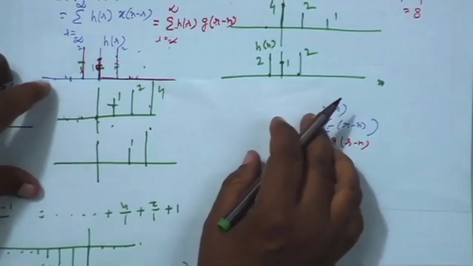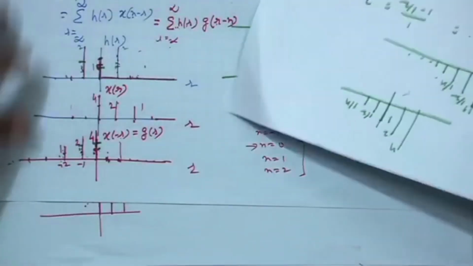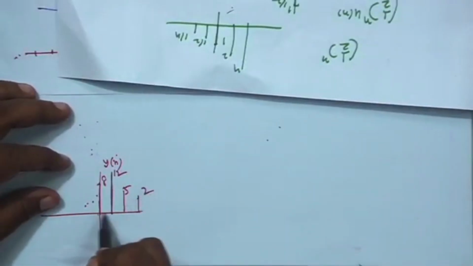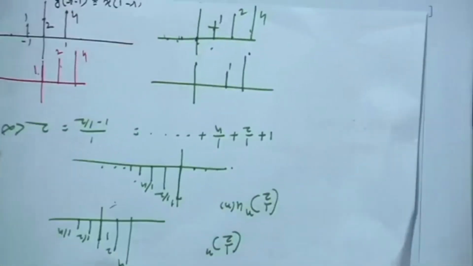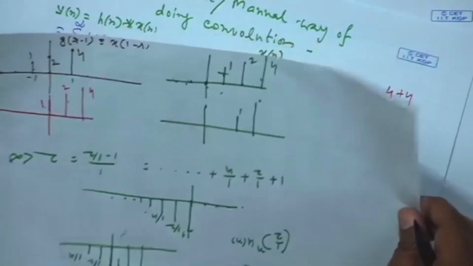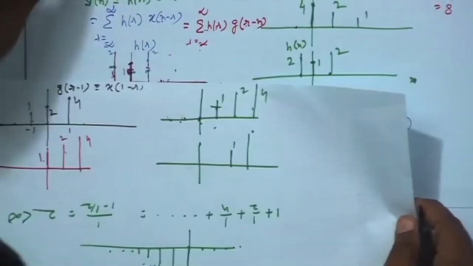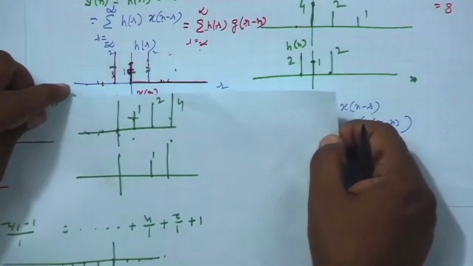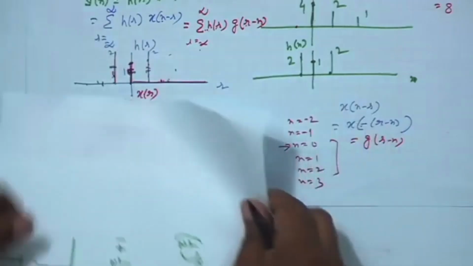Before that, let me complete this. For this case, 1 into 2 only, that means here it is just 2, at 0, 1, 2, 3. So for n equal to 3, we found the value is 2, but if I go for n equal to 4, then what will happen? This 1 will move here.